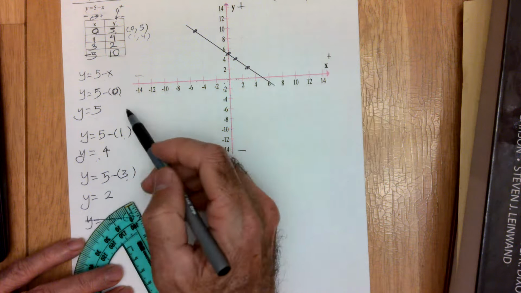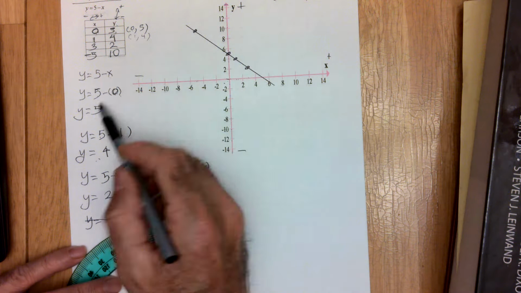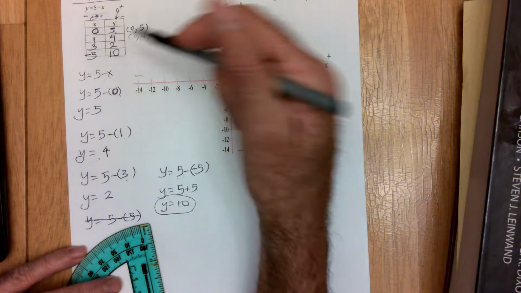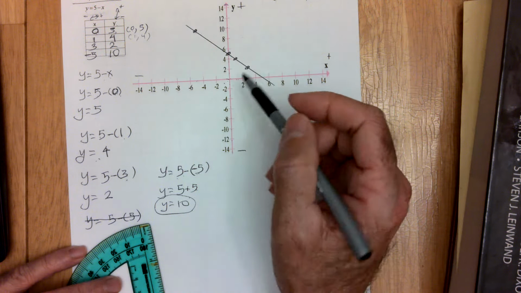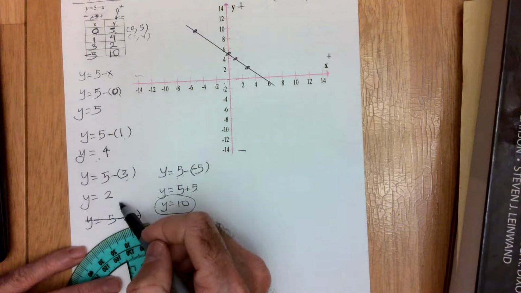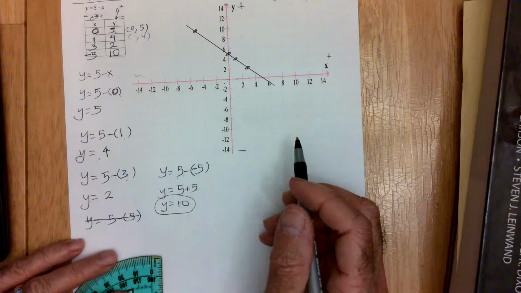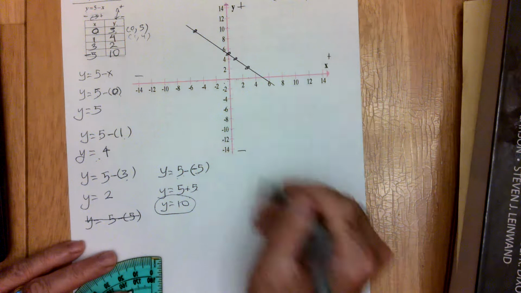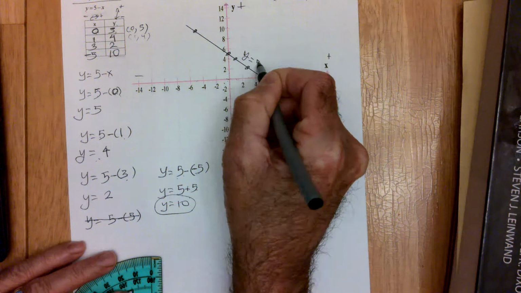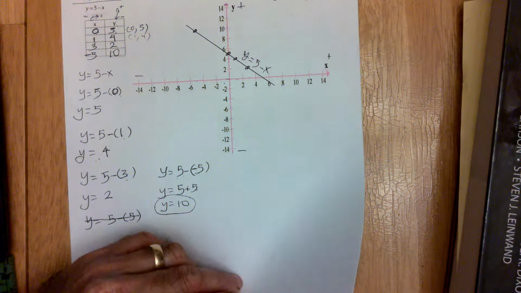The other mistake would be if you calculate incorrectly. So you check your points to make sure you plotted them correctly. And if you did, then check your arithmetic to make sure you did all the calculations correctly. So that's one right here. This is the graph, y equals 5 minus x. And it looks like that.